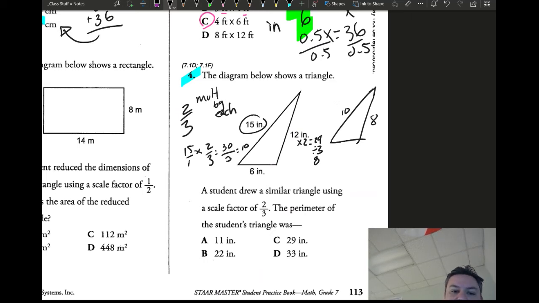And then the last one, this is times 2, which is 12. Divide by 3 and you get 4. Now add them together and you get 22. Why do I add them? Because I'm looking for the perimeter.